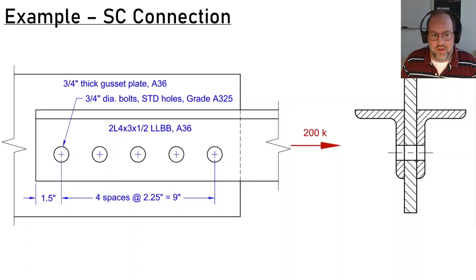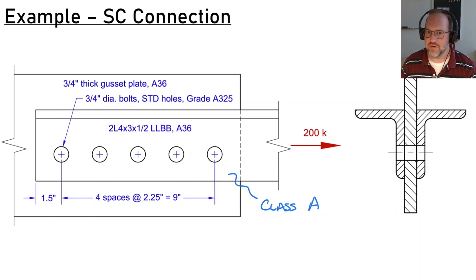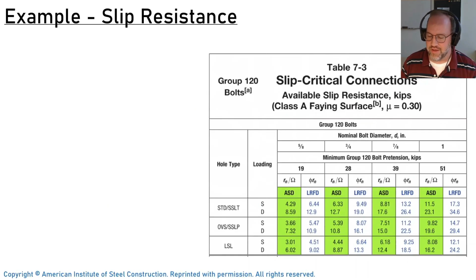So we have the same type of connection, except I'm going to classify this as slip critical with a class A faying surface. That's a typical faying surface that we're bolting together here. So we have one limit state to check. That's a slip resistance. We can just go straight to table 7-3. Of course, we're going to be looking up our group 120 bolts here. By default, this is a class A faying surface, and a footnote on the table says what to do if you have a class B faying surface. You just multiply this by a factor.